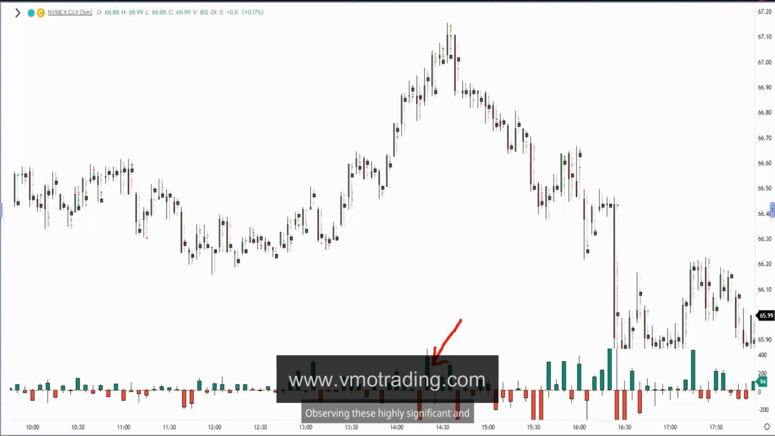Observing these highly significant and extreme spikes in the delta histogram at the very final stages of price movements often serves as a clear signal that the current trend is ending or a trend reversal is very likely to take place shortly in the market.